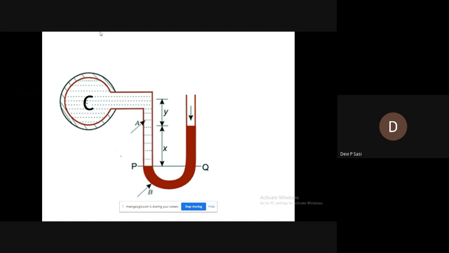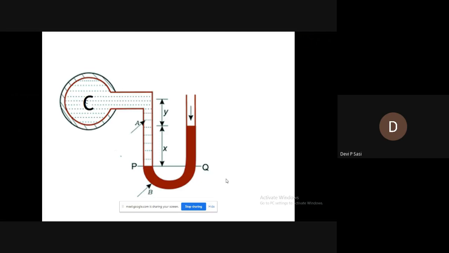Now you can see that it consists of a glass tube which is bent in U shape. Its one end is connected to the point where pressure is to be measured and the other end remains open to the atmosphere. It consists of two liquids, one lighter and the other heavier. The dotted line represents one liquid and the shaded region represents another.